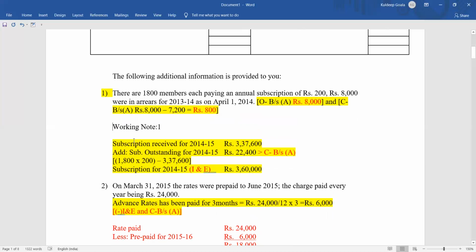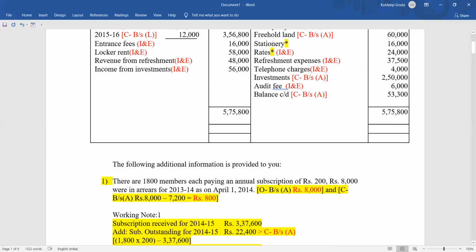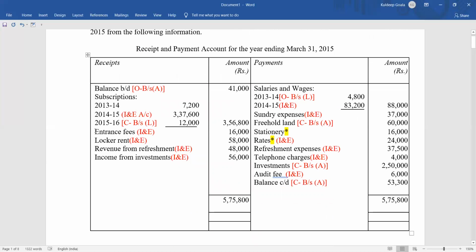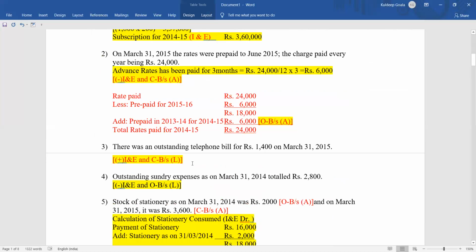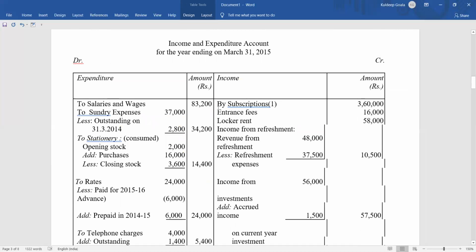Now we'll go for the next calculation. So what is the next item? You can see the next item is entrance fees of 16,000. So that will come as it is, by entrance fees of 16,000 rupees. You can see on this side it will be the by side. All the entries will now come on the by side. So what will be there? By entrance fees, 16,000 rupees.